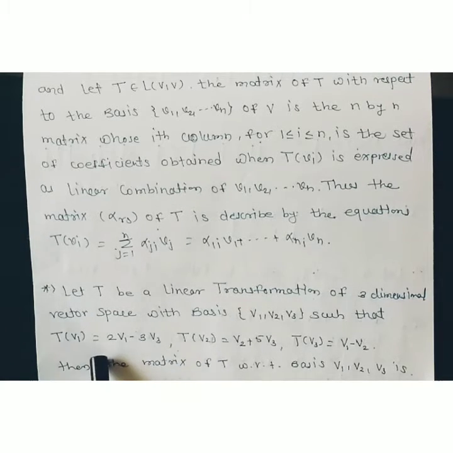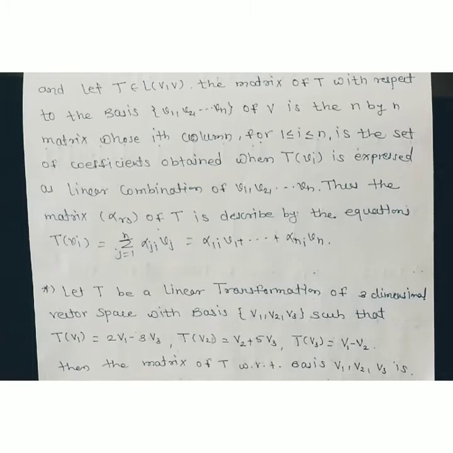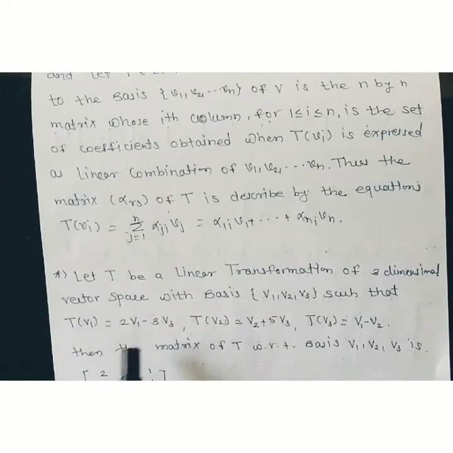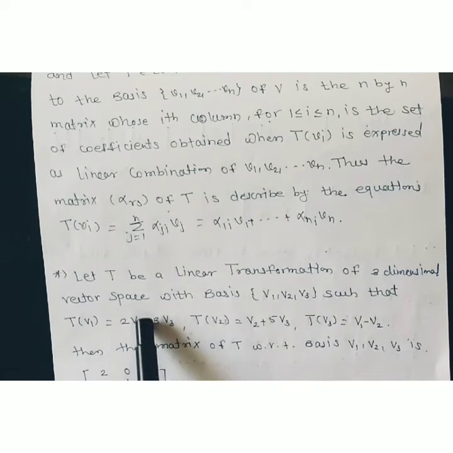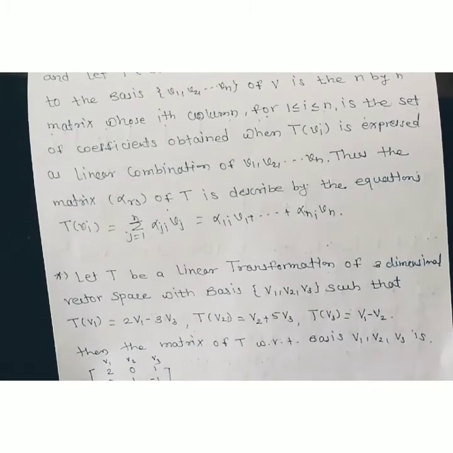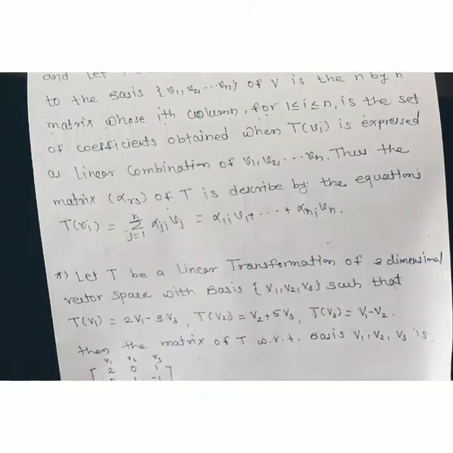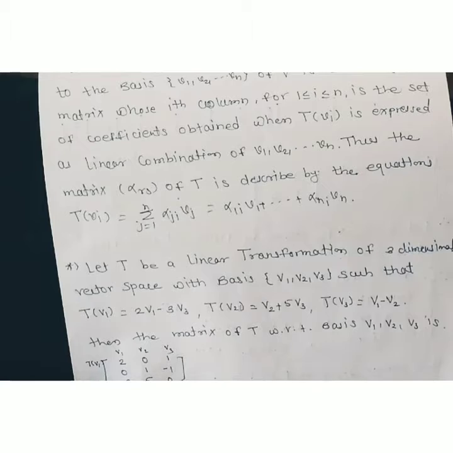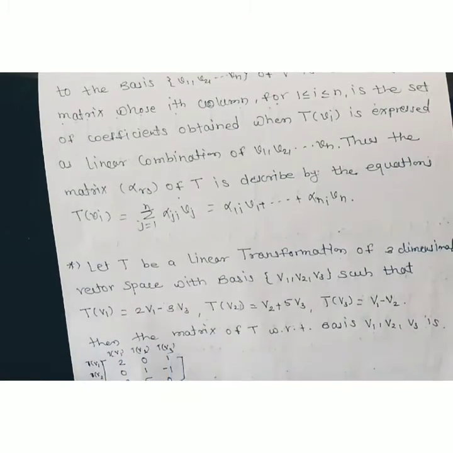Look at the coefficients of v1 and v3, and put them as the first column. Take the coefficients and put them in the first column of the matrix T. Here we have given T of v1 equal to 2v1 minus 3v3. Consider the basis v1, v2 and v3. This is the v1 column, v2 column and v3 column, and this is T of v1, T of v2 and T of v3.